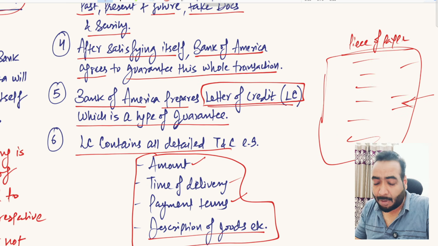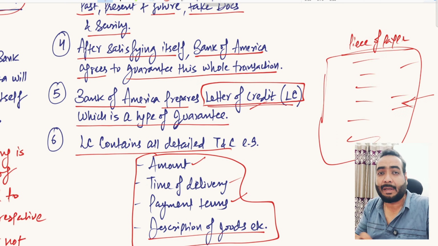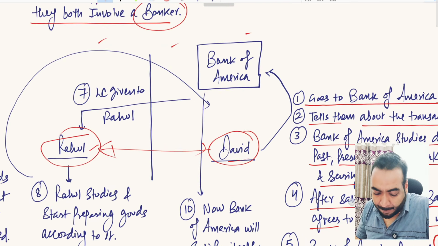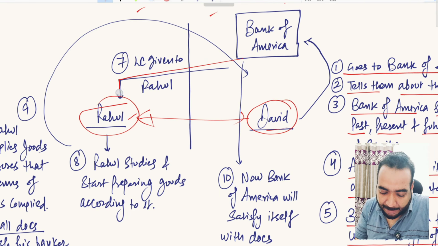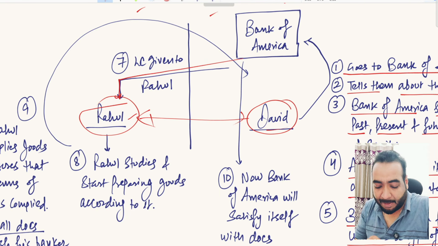So this will all form part of this piece of paper, this letter of credit, along with the guarantee of the Bank of America. Now what will happen? Bank of America will give that LC to Rahul.